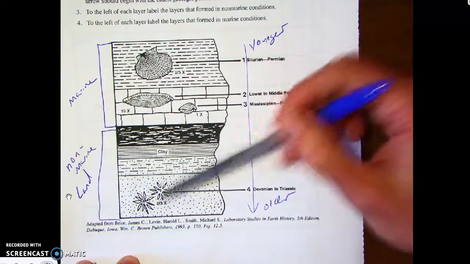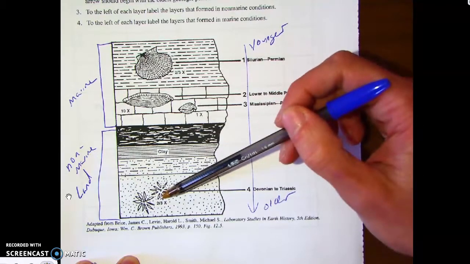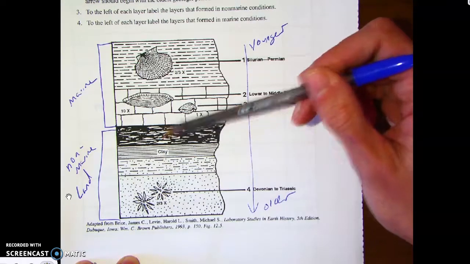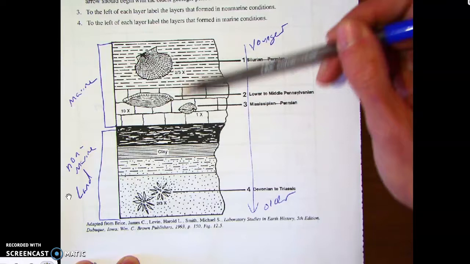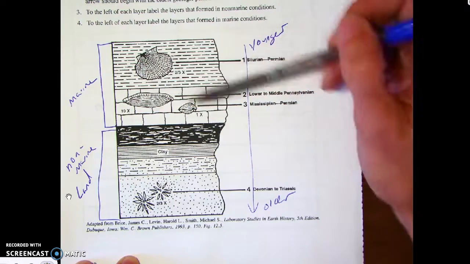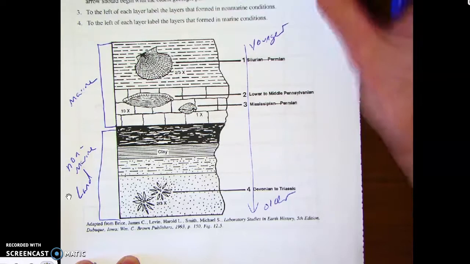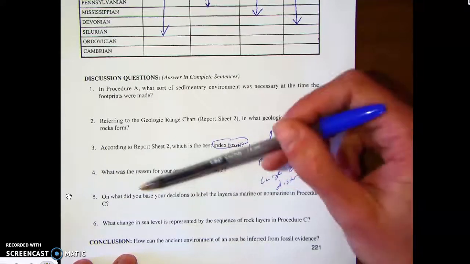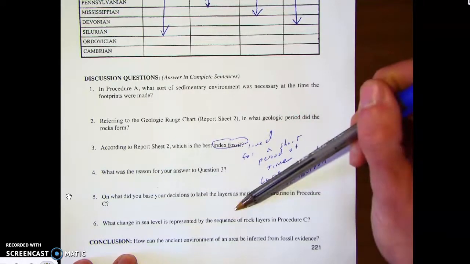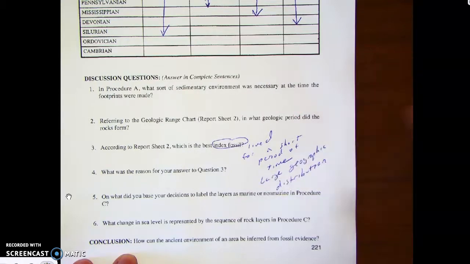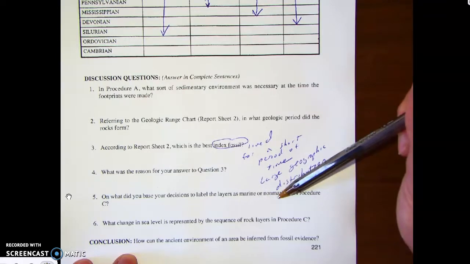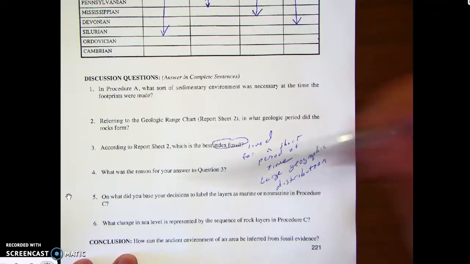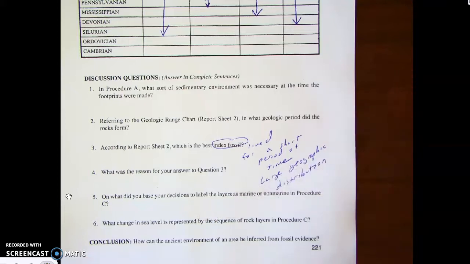We have sandstone. This is probably a sandy area, probably kind of like a beach. And then with time, we get finer and finer sediments and marine creatures. So the sea level must have been rising. So here, where it's asking about marine versus non-marine, you're looking at the fossil types. Fossil shells indicate a marine environment. The fossil plant indicates a non-marine environment. In question 6, we just went over what change in sea level is represented by the sequence of rocks. We just talked about that. And then I think I'll let you try to figure out the conclusion for yourself.